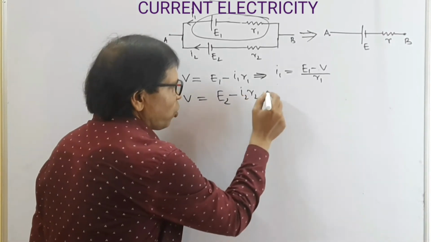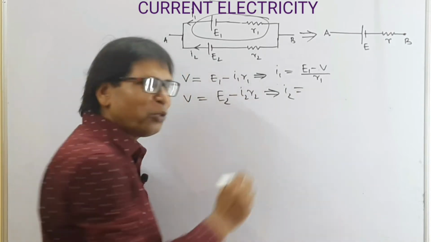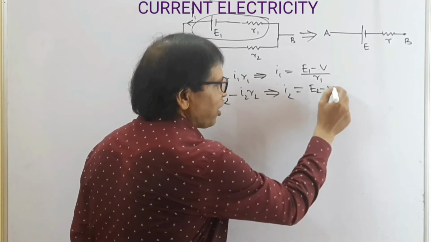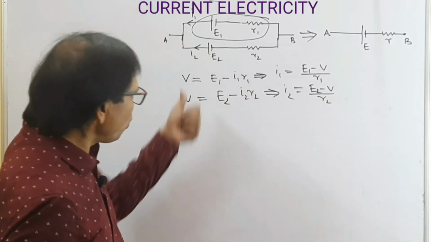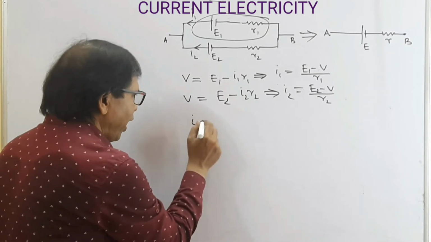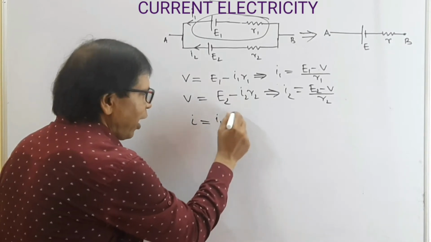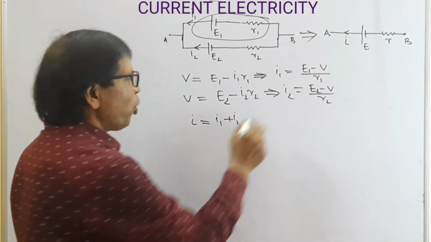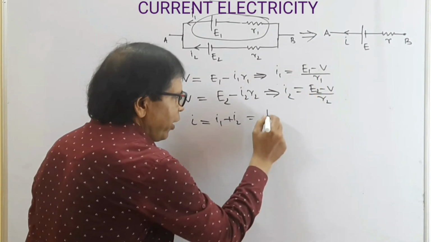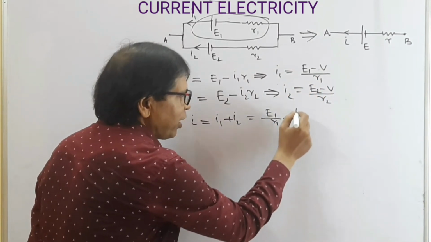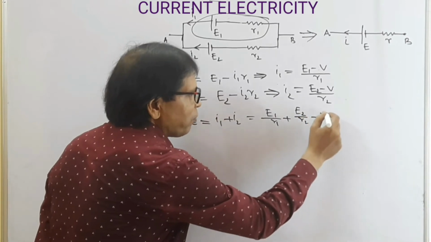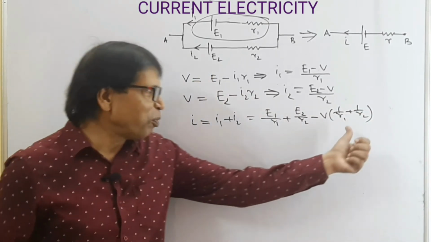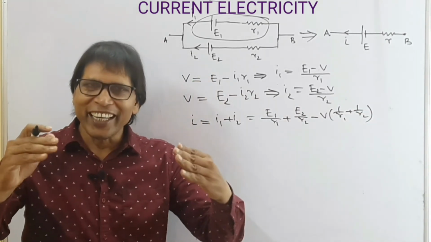E2 minus I2 R2. From this equation, I2 equals E2 minus V by R2. So this is E2 minus V divided by R2. So the total current I is equal to I1 plus I2. Here, total current is I. Now from this relation we can get E1 by R1 plus E2 by R2 minus V into 1 by R1 plus 1 by R2. Now from this relation we can get V.